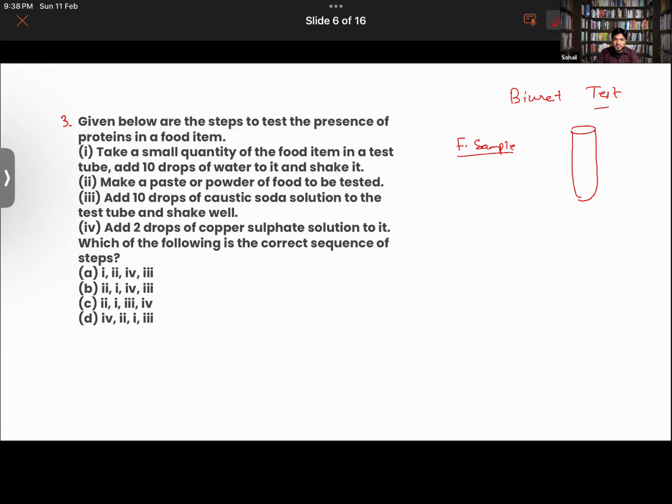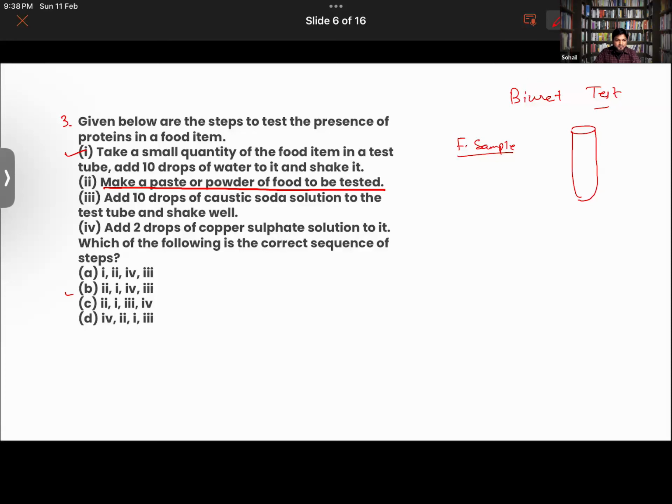Correct option is B. So first of all, you will make a paste or powder of the food to be tested. That is the first step. Option B says that then you have to take a small quantity of the food item in a test tube and add water into it. That is also true.